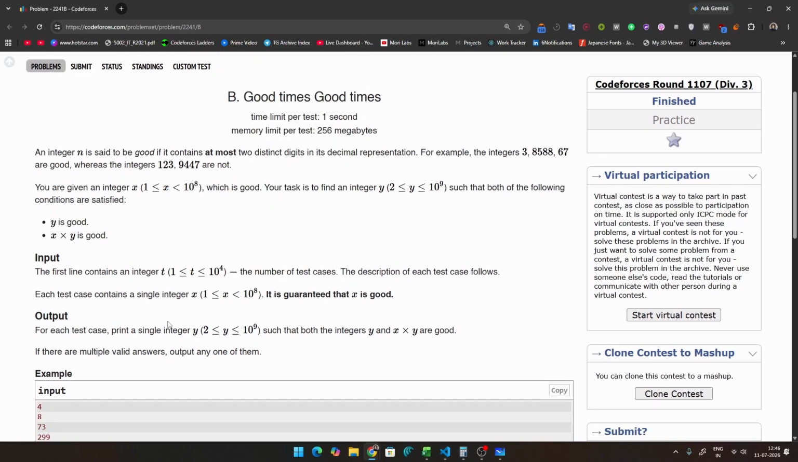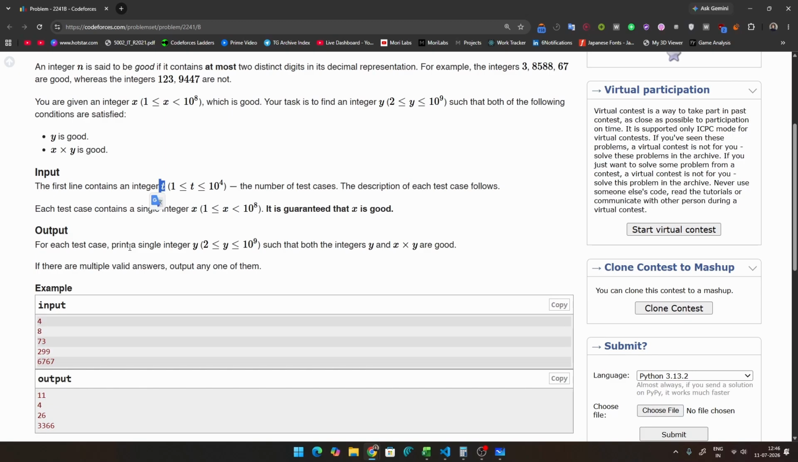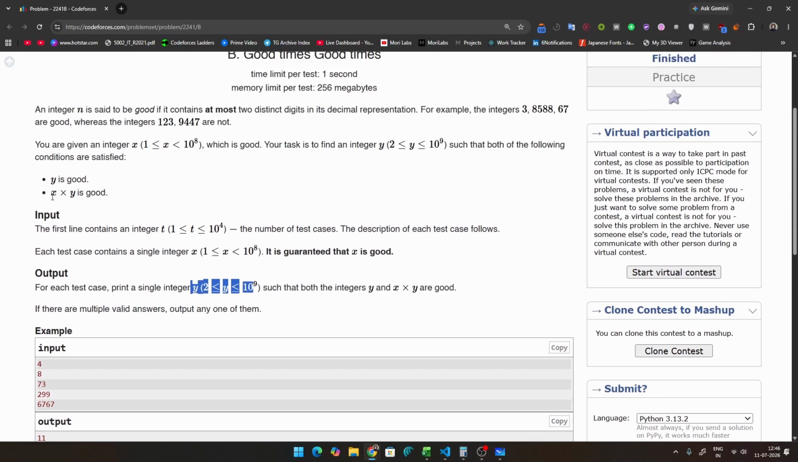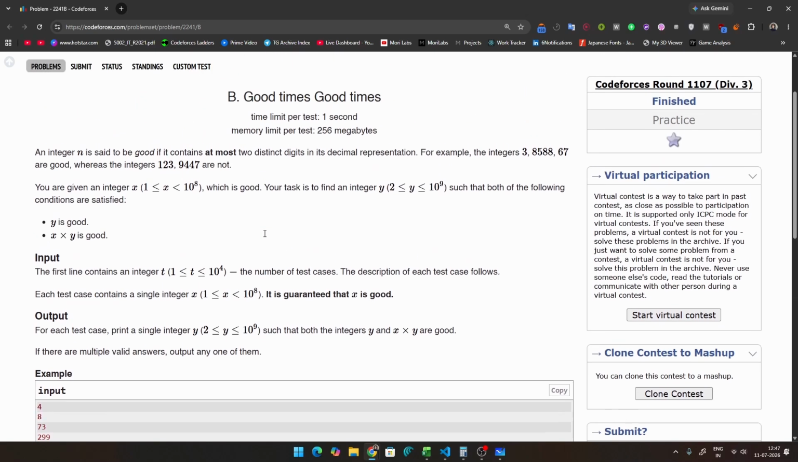The input contains t, which is the number of test cases, followed by x, and then for each x you're going to print the value of y such that y is good and x into y is good as well. It's a very interesting problem.